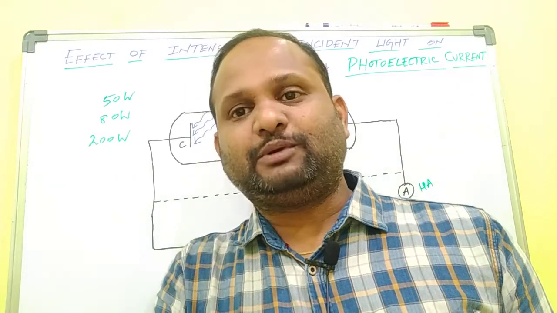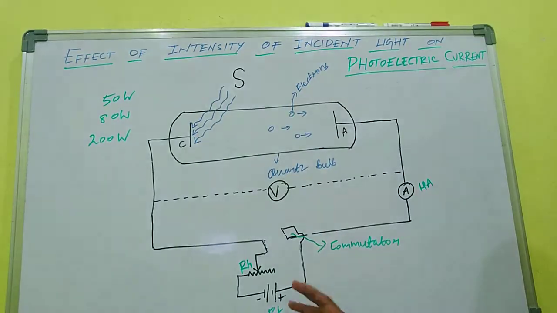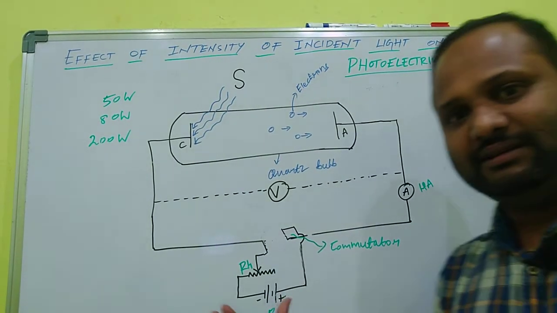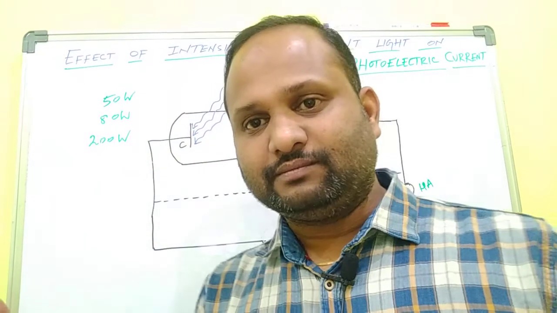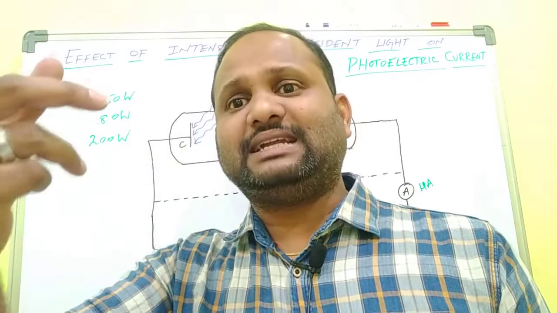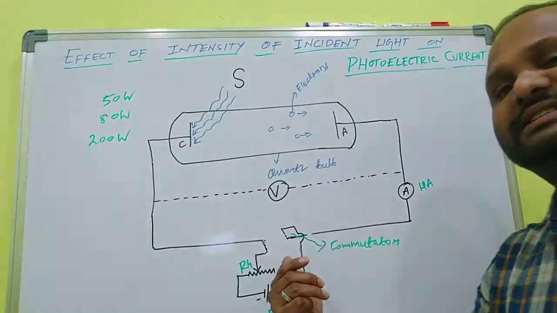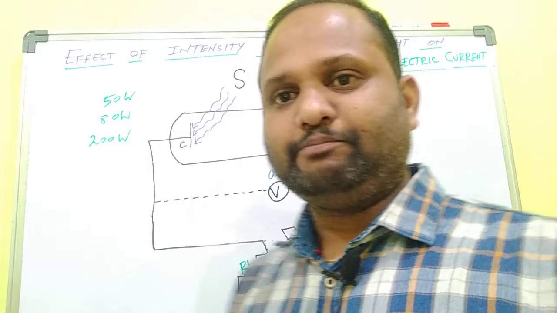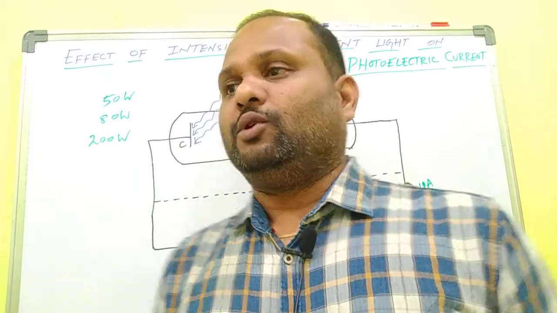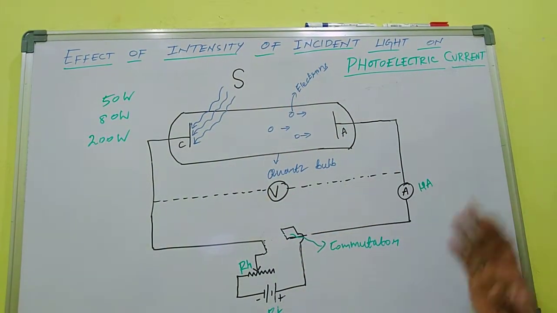If you want to change the potential difference, you may change the battery. It provides potential difference. If you want to reverse the direction of current, you make use of this commutator arrangement. This is about the explanation I gave you.